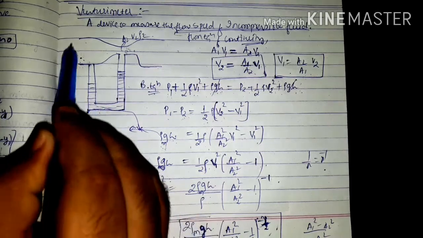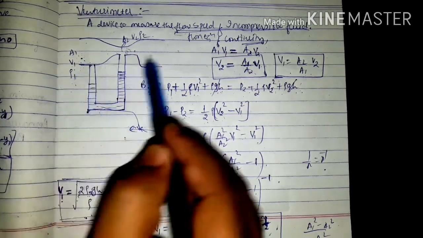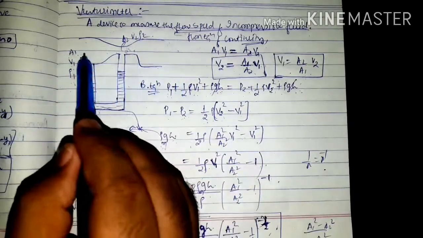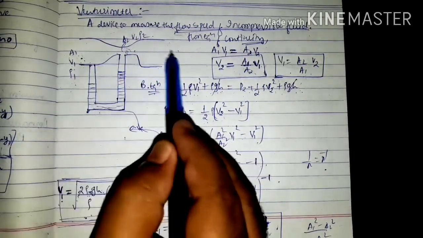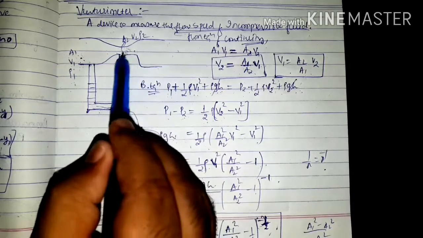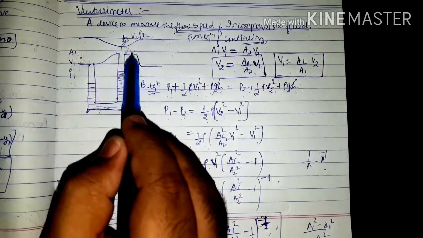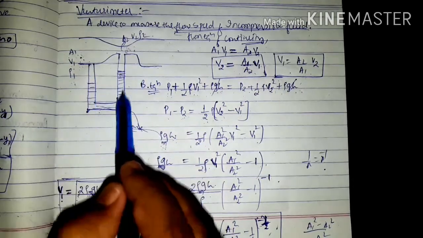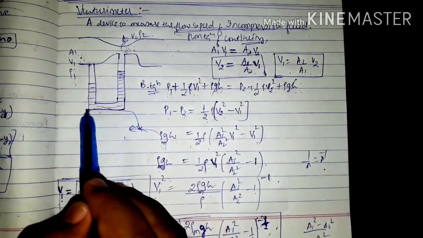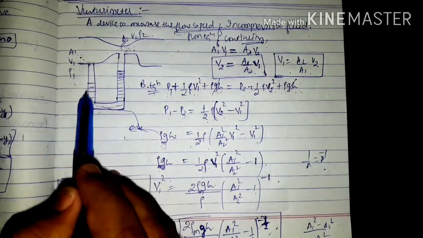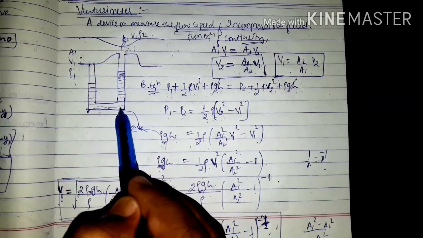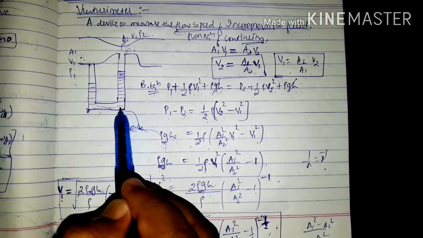You can notice here one opening is there and here the exit opening is there. Almost the area of cross section of this end and this end is the same, but if you notice here, the area of cross section is quite smaller. And here a U-tube kind of tube is connected. Here some liquid is kept, the manometric material. It can be mercury or any other fluid.